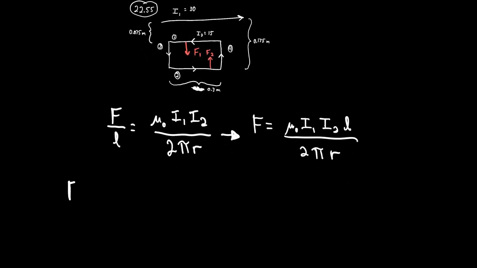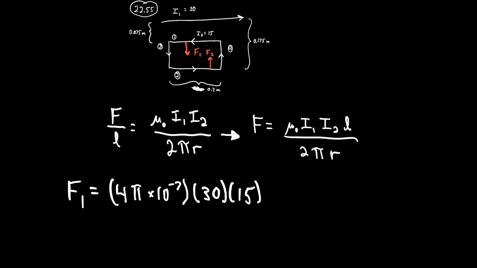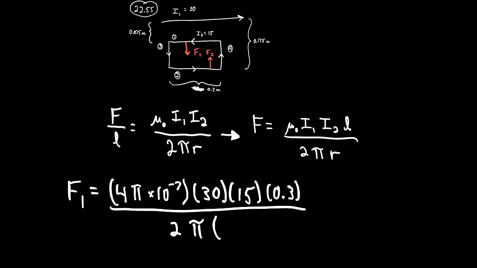So if I'm going to calculate F1, F1 is mu naught, which is 4 pi times 10 to the negative 7, times I1. What was I1? I1 is 30. What's I2? 15. What's L? 0.3, divided by 2 times pi times R. What's R? 0.075. It's the distance I am from that top wire, the distance between my 2 wires.